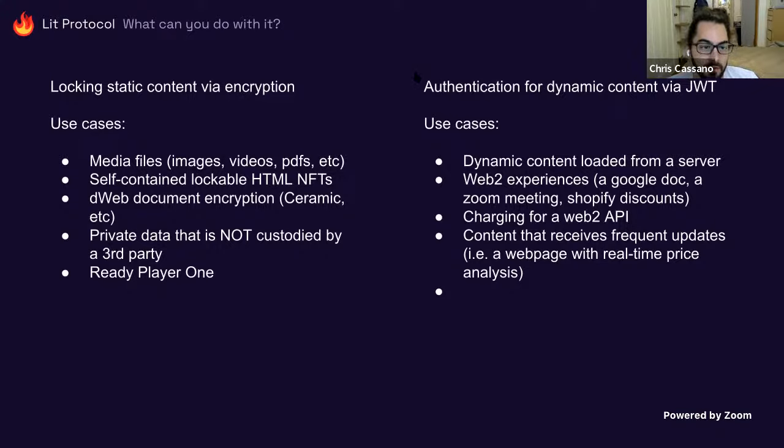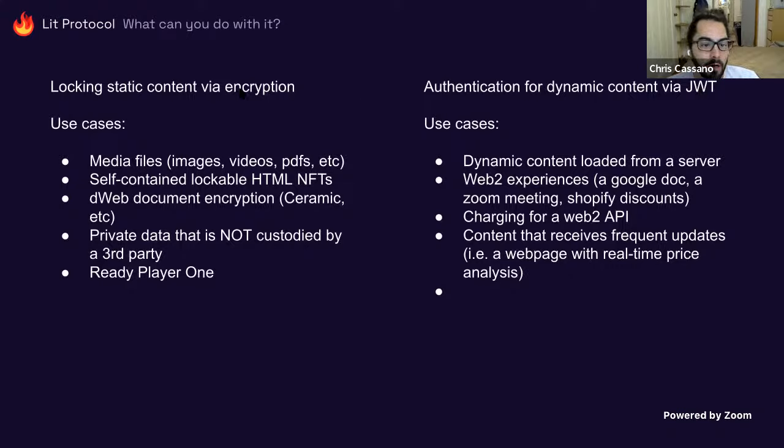And it can basically give you two things as output. It can give you an encryption key to decrypt something, or it can give you a JWT that's signed by the network of nodes itself.